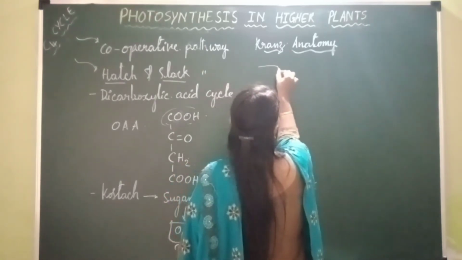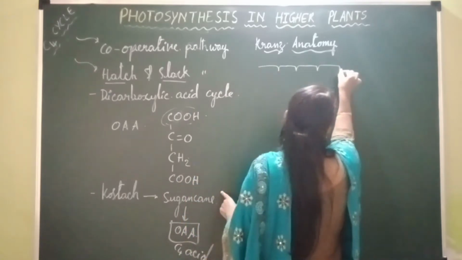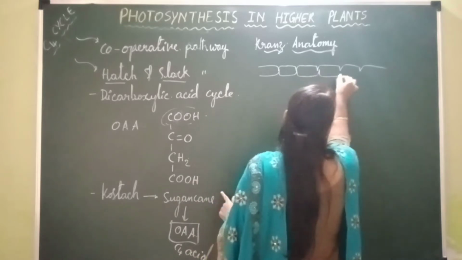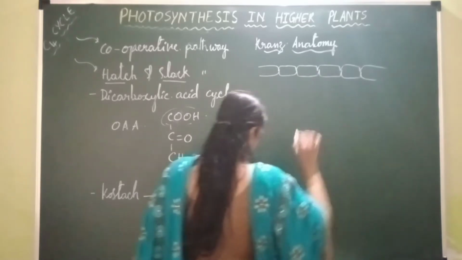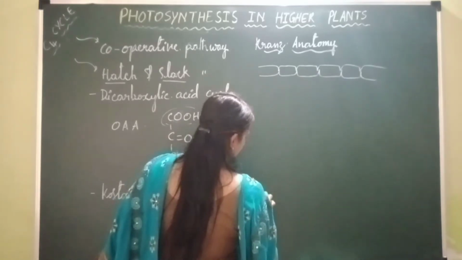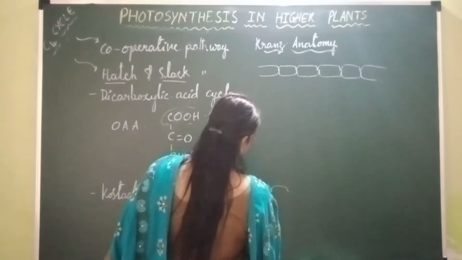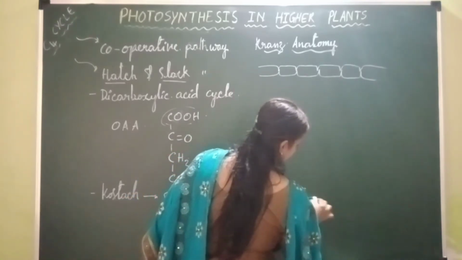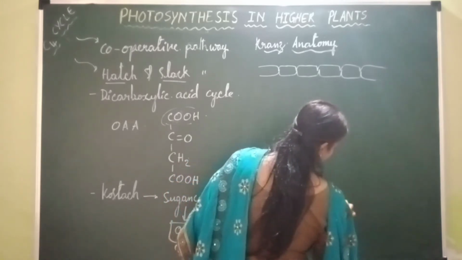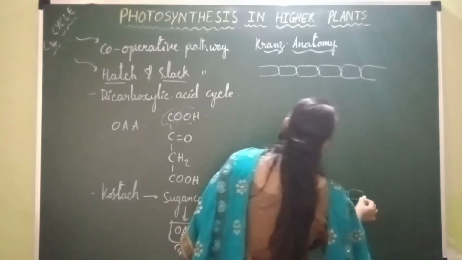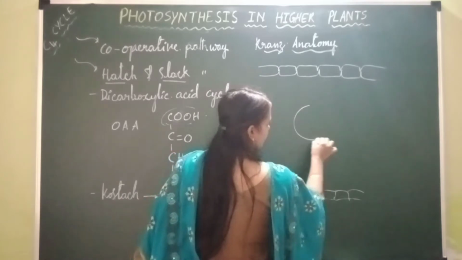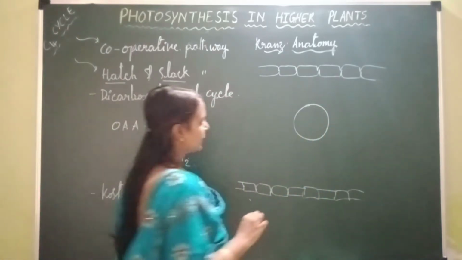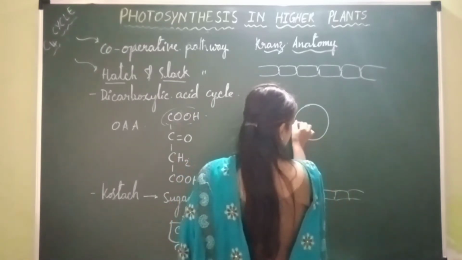Okay, so I am making the epidermis. This is the upper epidermis of the leaf, which is also called the adaxial epidermis. This is the abaxial epidermis, which is the lower epidermis of the leaf. At the center, I am making a vascular bundle. Where are vascular bundles present? They are present in veins. So this is the vascular bundle.